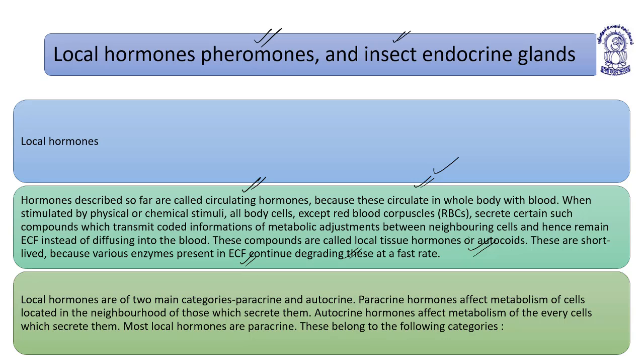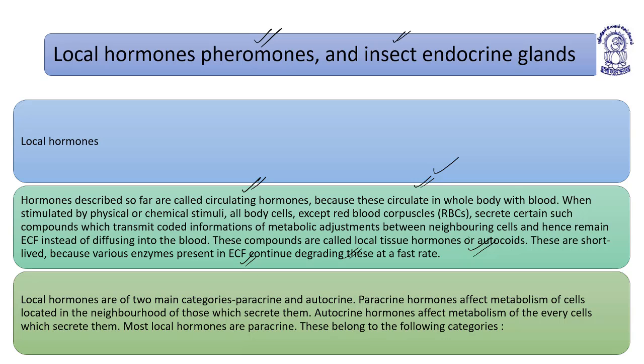Hormones described so far are called circulating hormones because they circulate in the whole body with the blood. When stimulated by physical or chemical stimuli, all body cells except red blood corpuscles secrete certain compounds which transmit coded information of metabolic adjustments between neighboring cells. Hence they remain in extracellular fluid instead of diffusing into the blood. These compounds are called local tissue hormones or autocoids. These are short-lived because various enzymes present in extracellular fluid continue degrading them at a very fast rate.